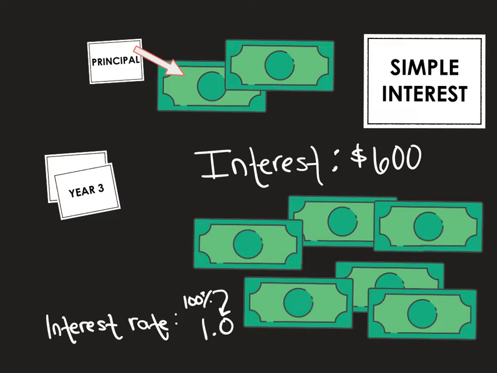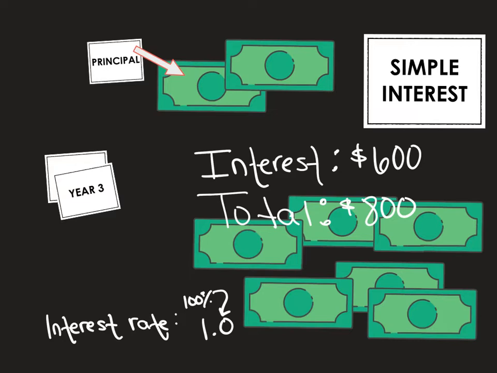So now the question is, how much total money do we have? So we have these $600, but we also have our original $200. So if we take our $600 and then we add it to our $200, we have a total of $800. So our principal amount was the $200. Our interest, remember every year they were putting that money into the bank. We had $600 and we got a total of $800. And that's how simple interest works.